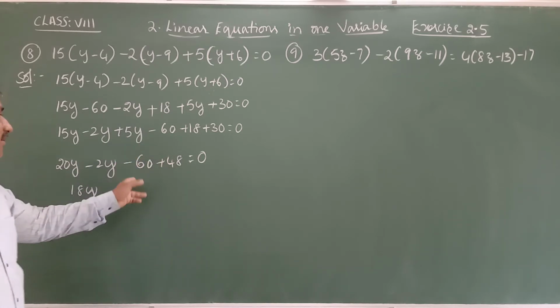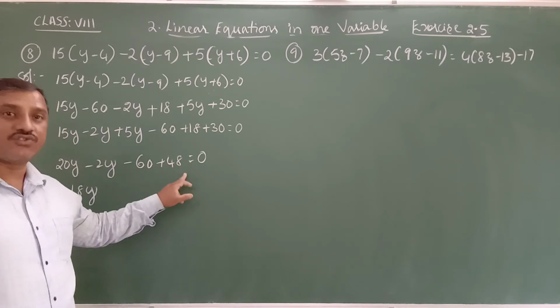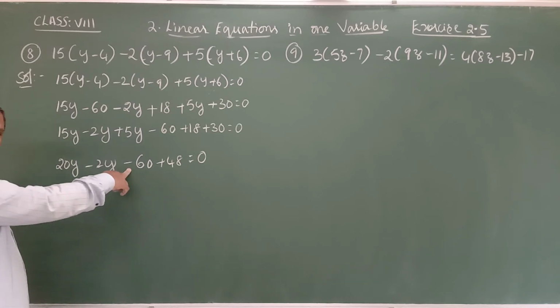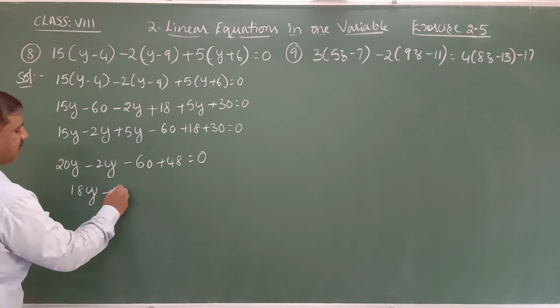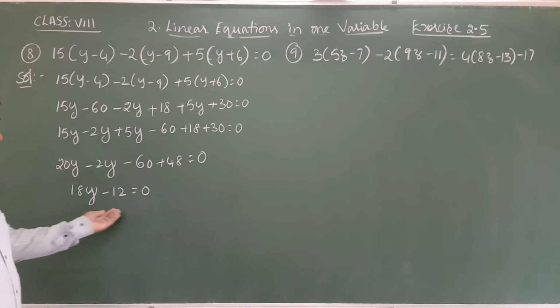Subtract 48 from 60, we will get 12. So we will keep the minus sign because 60 is having the minus sign. Therefore it is minus 12 is equal to 0. Now we got a linear equation.